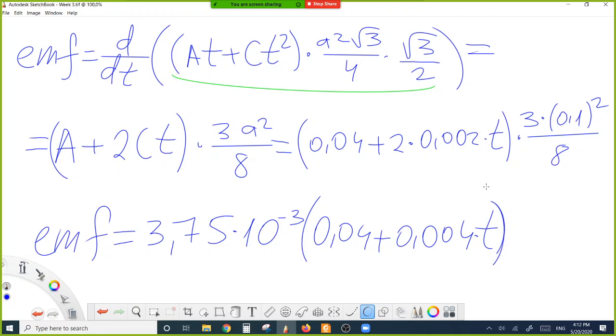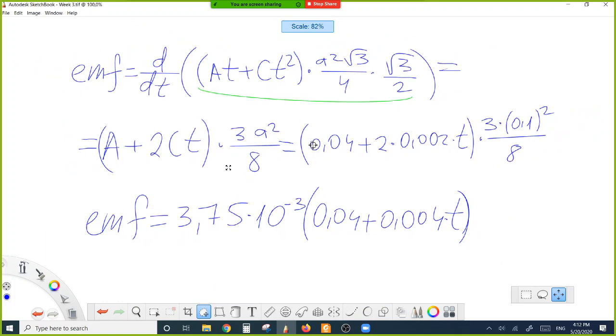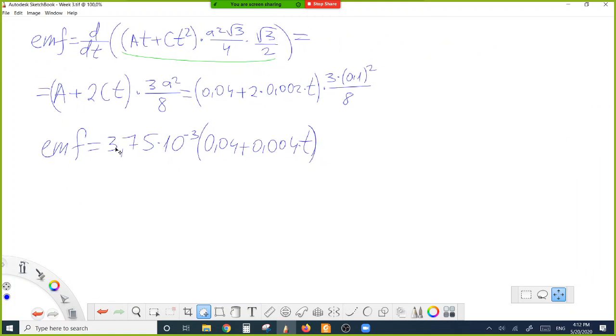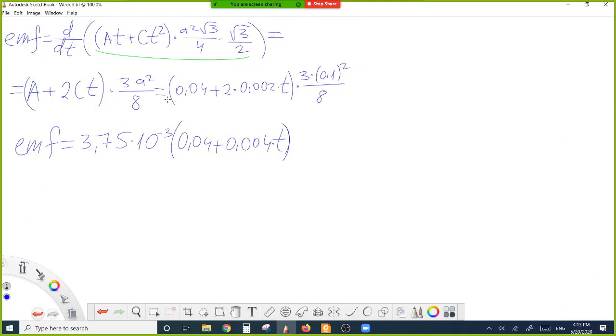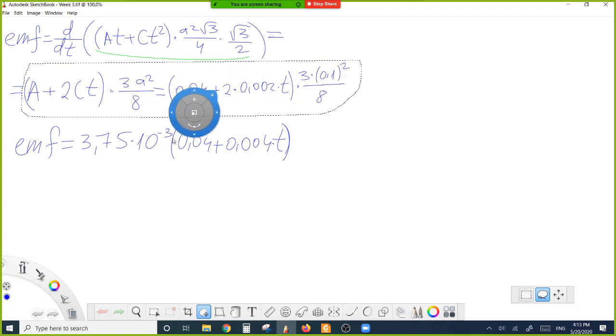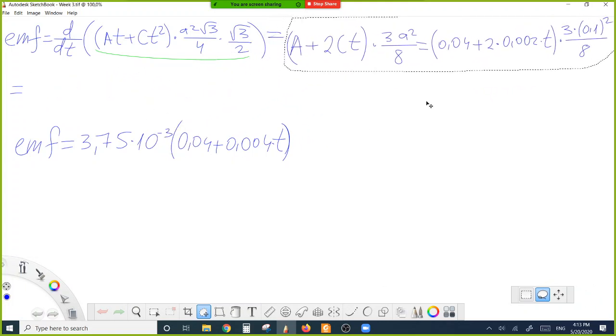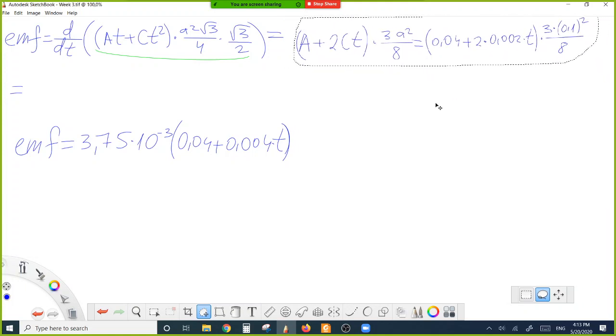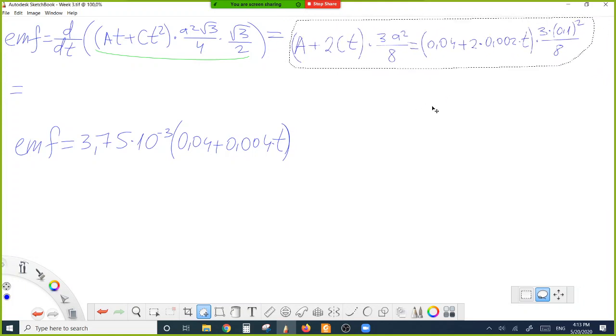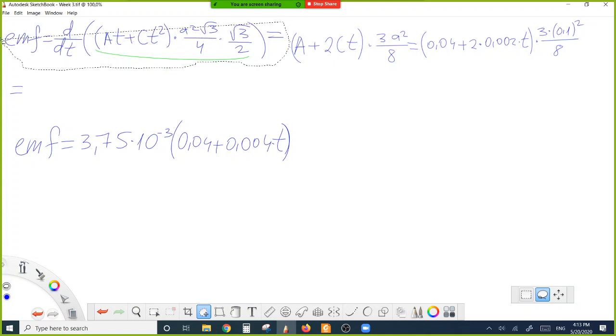electric motive force. Now, in order to find the amount of heat which is released in the interval of time from 0 up to 10 seconds, we need to first define the expression of power, and after, if we integrate the expression of power with respect to time, we get the amount of heat which is released in the interval of time. In our case, from 0 up to 10 seconds.